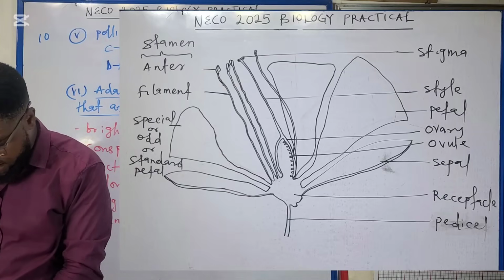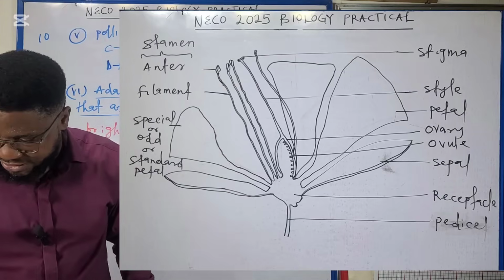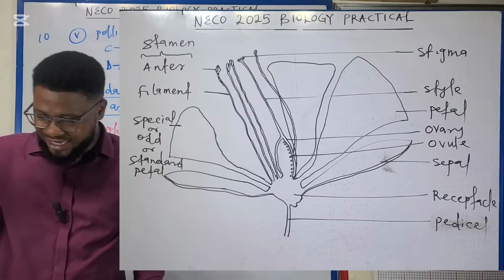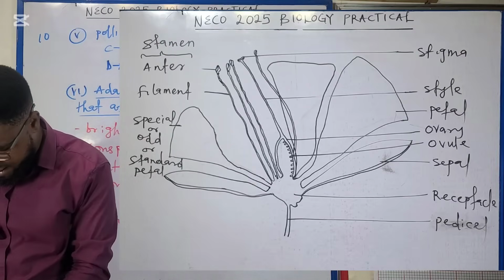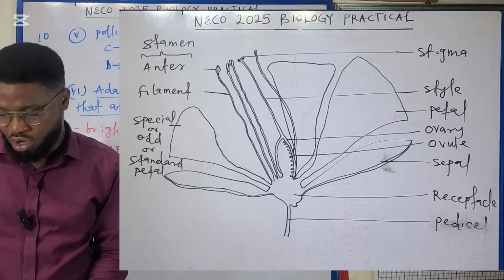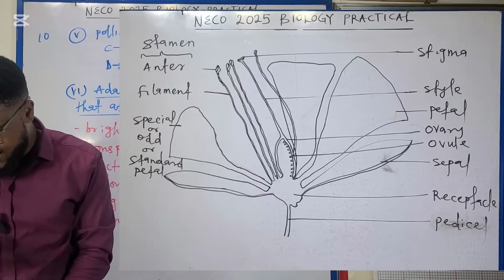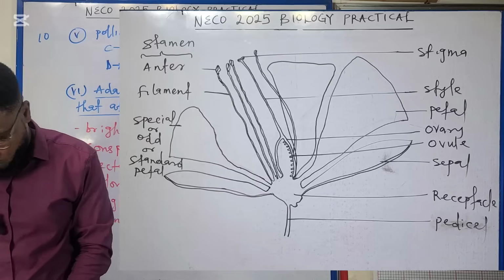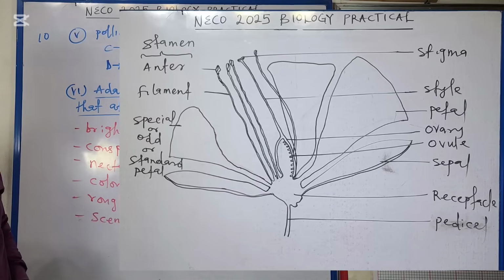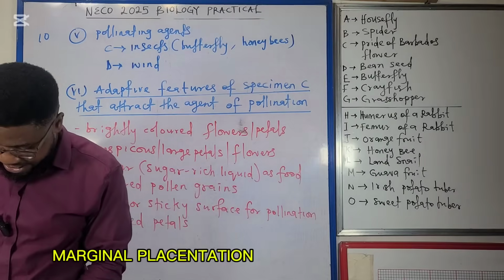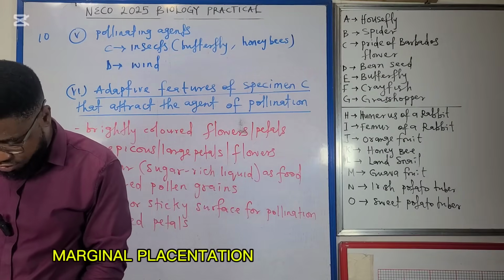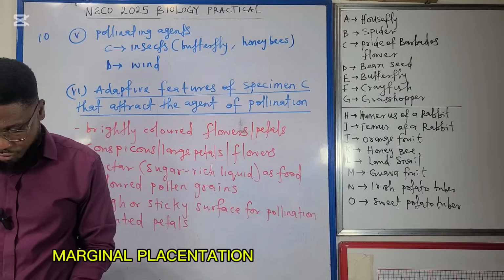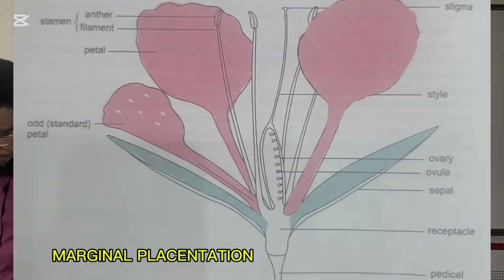The placentation is marginal. When you look at the ovules inside the ovary, they are marginally arranged, just like the margin of your book. So the placentation is a marginal placentation. You can see that on your screen. Placentation of specimen C is marginal placentation.